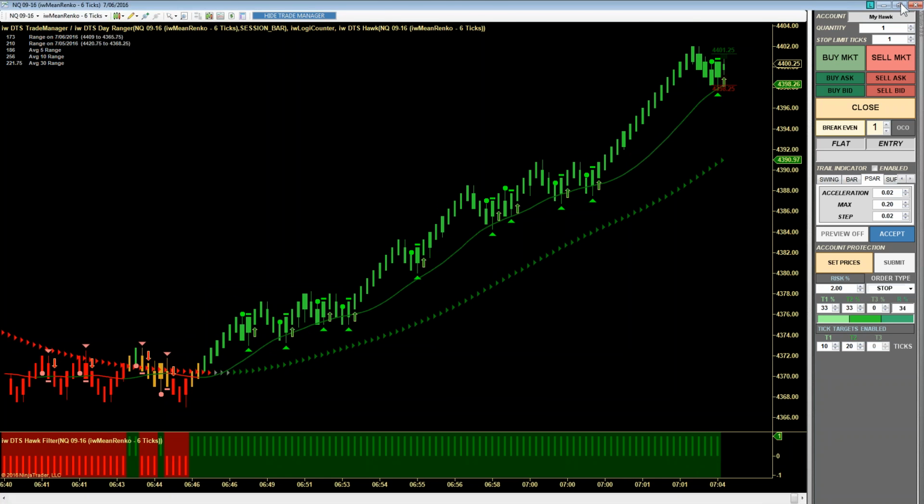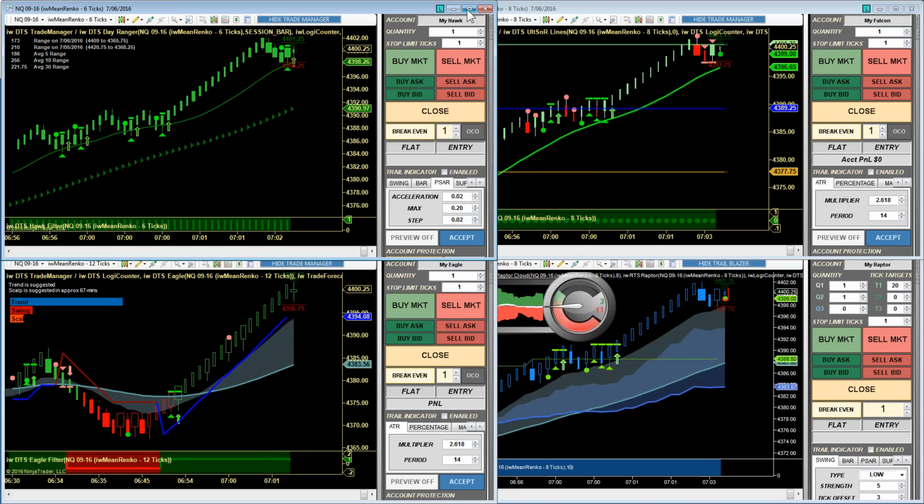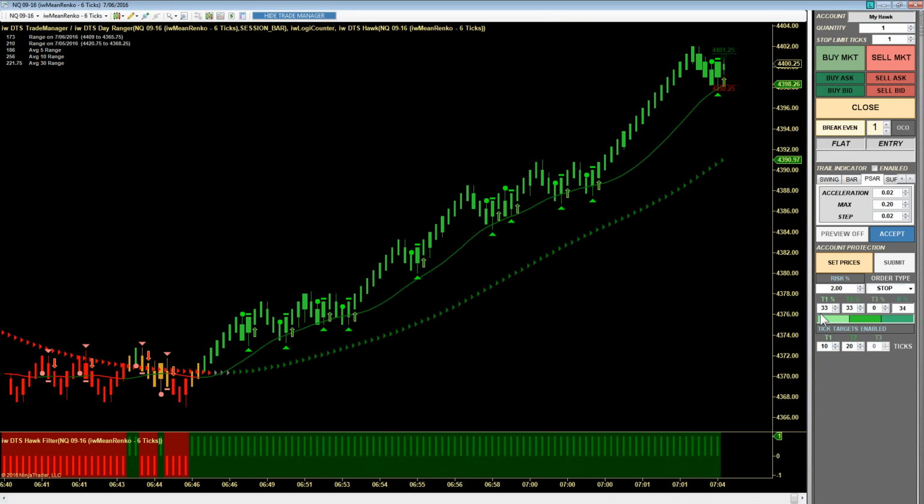Pretty cool, right? It is. Without a word of a lie, it's got to be the most sophisticated trading software that I've ever come across, especially this trade manager component.